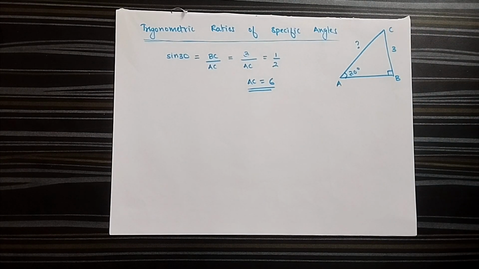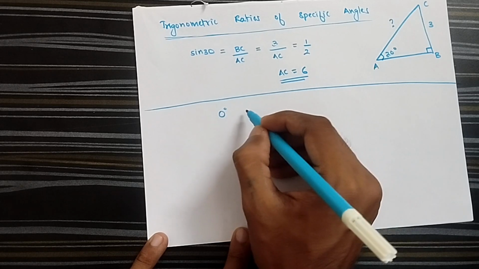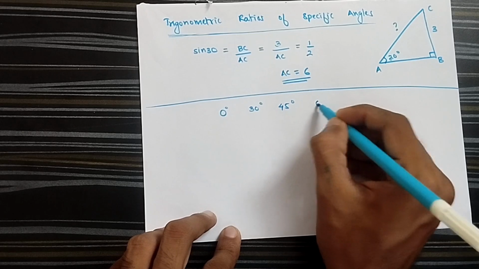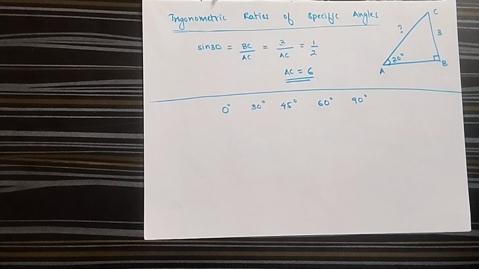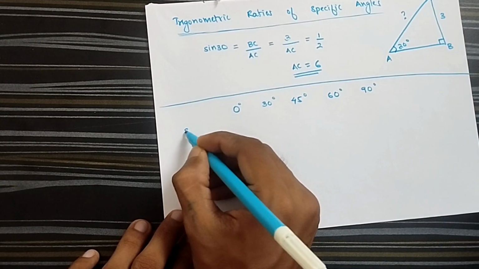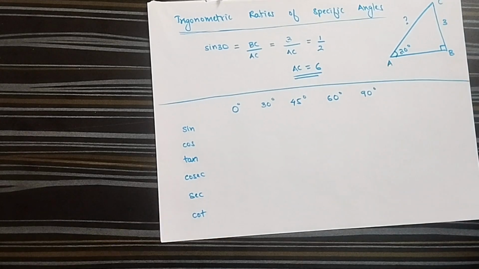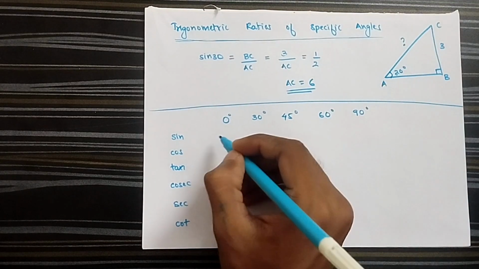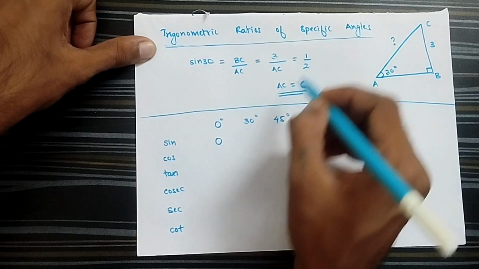Now I'll teach you the angles which you need to memorize. I will write them down as a table. 0, 30, 45, 60, 90. These are the 5 angles you need to memorize, and we have our trigonometric ratios: sine, cosine, tangent, cosecant, secant, and cotangent. Okay, so I'll just write them down. Sine 0 is 0. Pretty simple. Sine 30, as we discussed here, is 1 by 2.